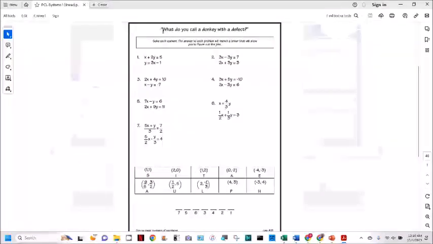Right here, the riddle is, what do you call a donkey with a defect? And the idea here is we've got these 7 problems, these 7 systems of equations. We have to solve each one using whatever method. Elimination will probably be helpful on these, though.